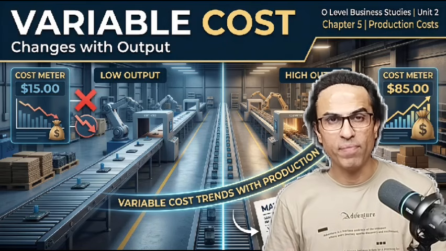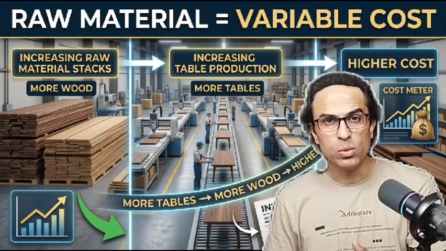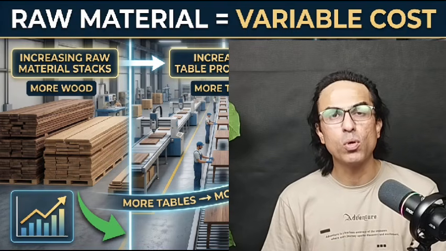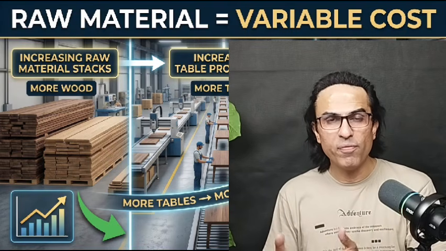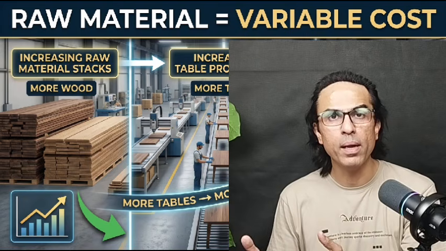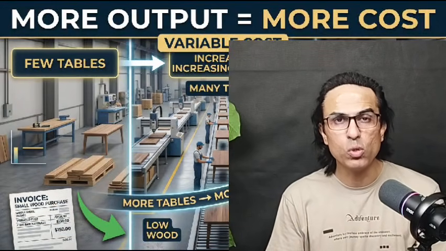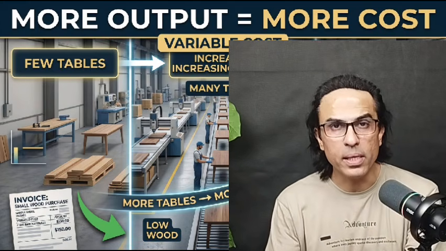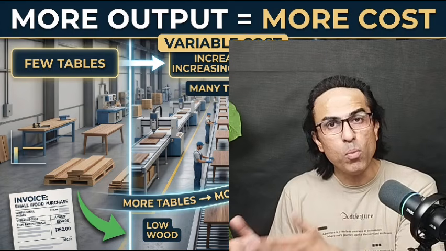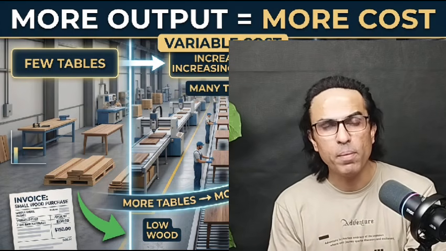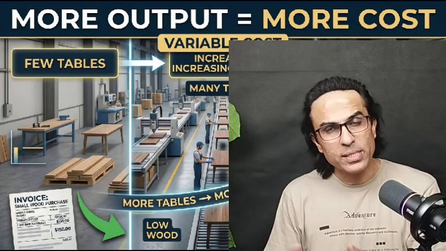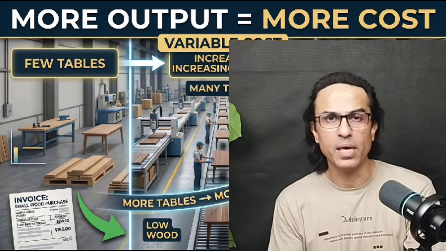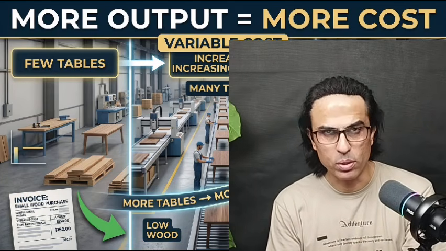Let's say you are running a factory and you require raw material. Let's say you manufacture tables. To manufacture tables, you require raw material, wood. If you manufacture more tables, you require more raw material, right? It means that the cost of raw material will increase if you manufacture more tables, because more wood would be required. And if you produce less, less raw material will be used, and the variable cost will be less as well, because the cost of raw material is a variable cost.